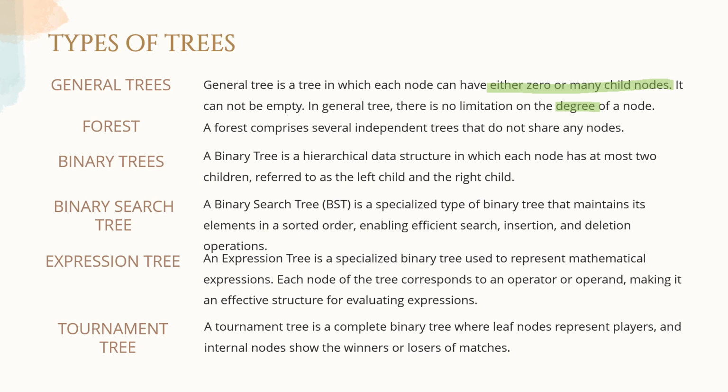Next one is forest. A forest comprises several independent trees. They do not share any nodes. Then binary trees. A binary tree is a hierarchical data structure in which each node has at most two children.